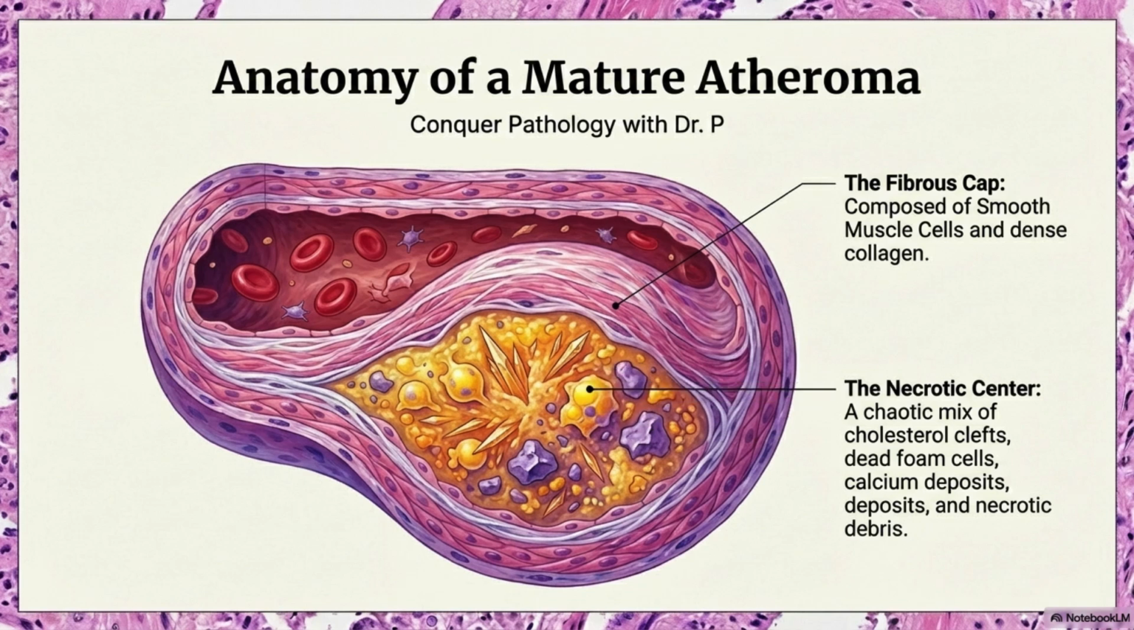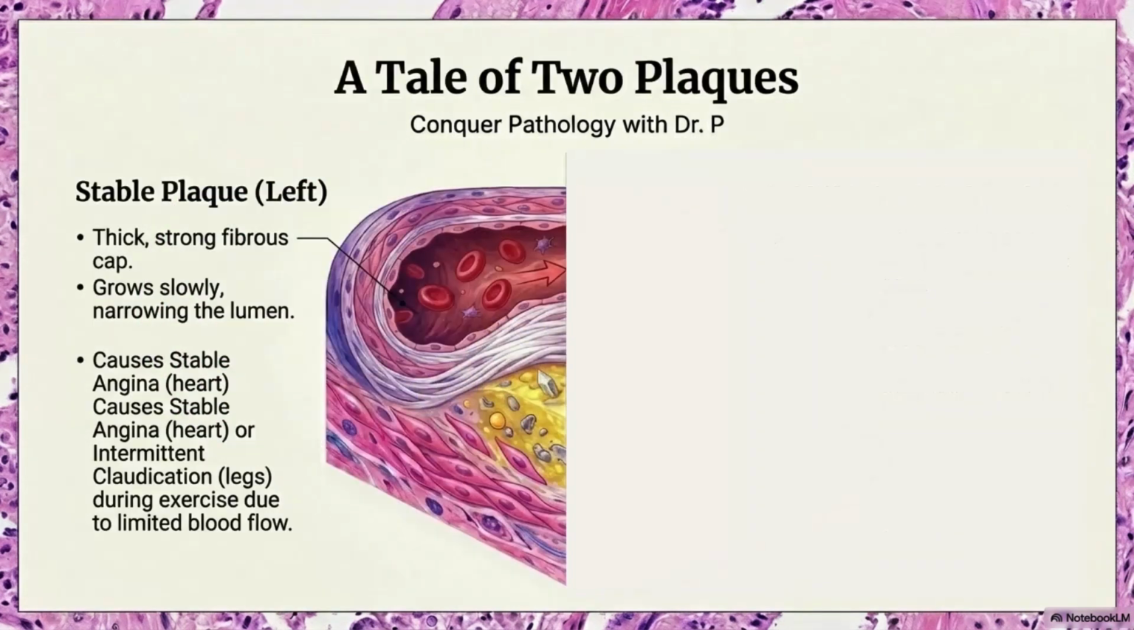But not all plaques are equal. This is a tale of two plaques. A stable plaque has a thick, strong fibrous cap. It grows slowly, narrowing the lumen. Because blood flow is limited during exercise, this causes stable angina in the heart or intermittent claudication in the legs.